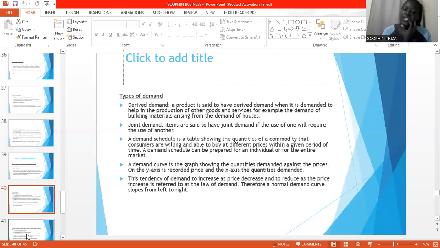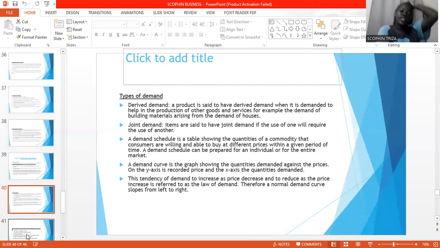And we also have the joint demand. Items are said to have joint demand if the use of one will require the use of another. For example, let's use a case where you have a car. You'll also have to have fuel.